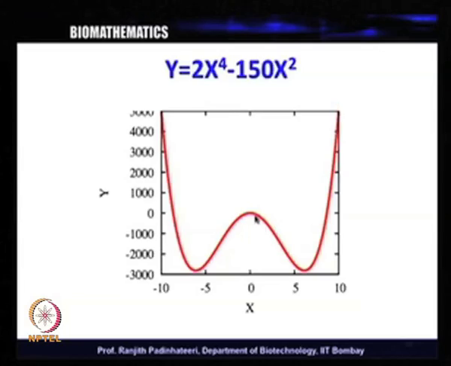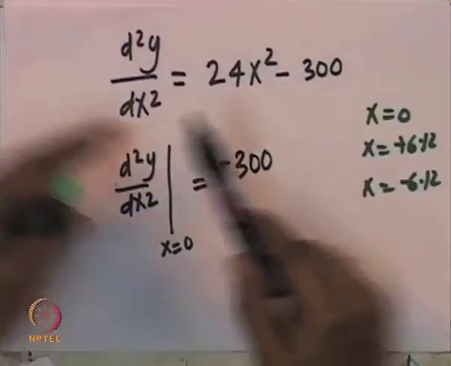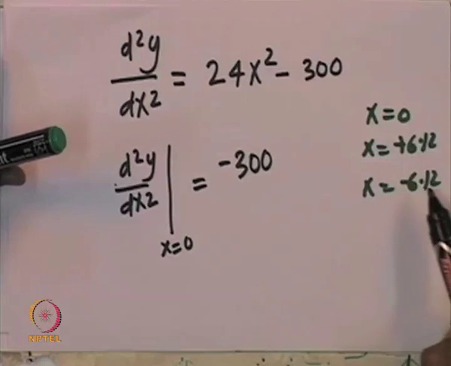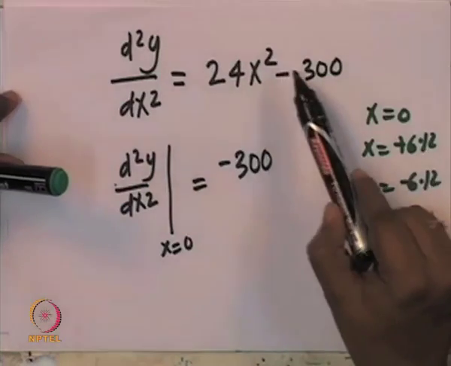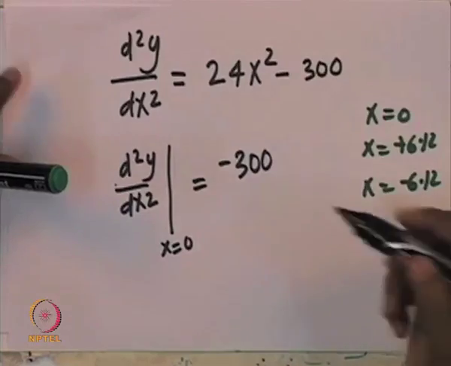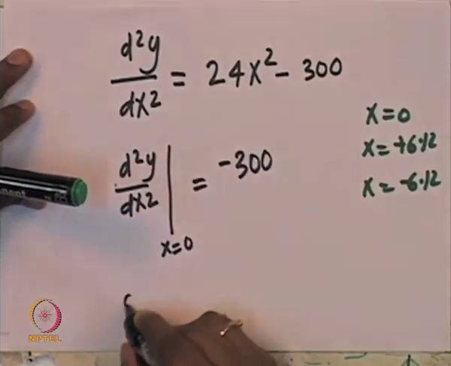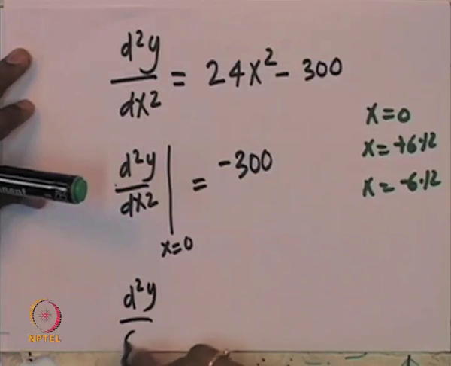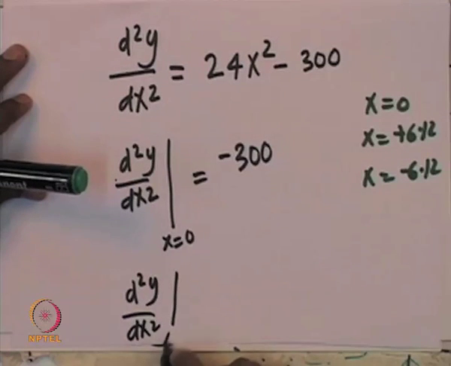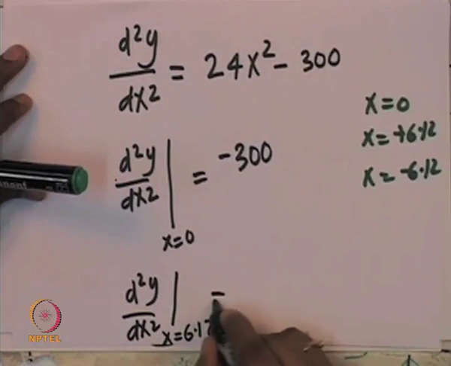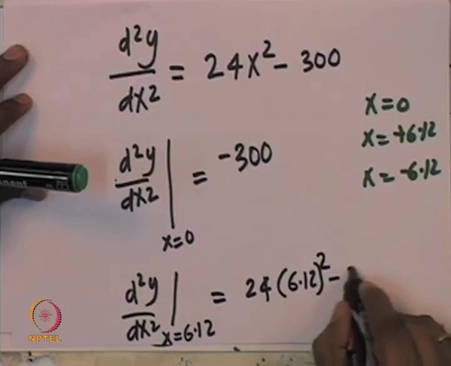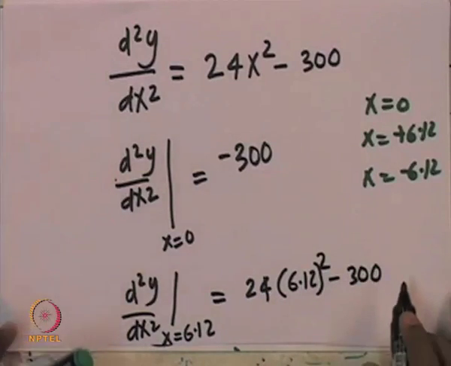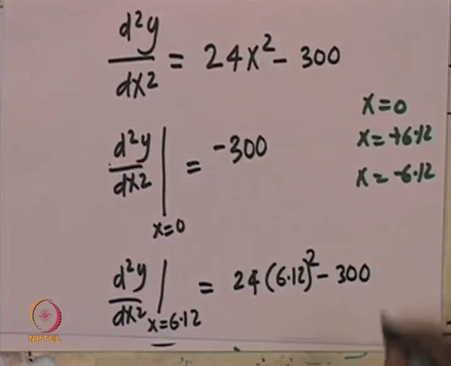Now, let us have a look back here at the second derivative. Let us evaluate this at x equal to 6.12. So, x is 6.12 and x square is 37.5 as we learned. Now we calculate the second derivative at x equal to 6.12. So, we will have 24 into 6.12 whole square minus 300. If you evaluate this, do it yourself, you will find that this is greater than 0.